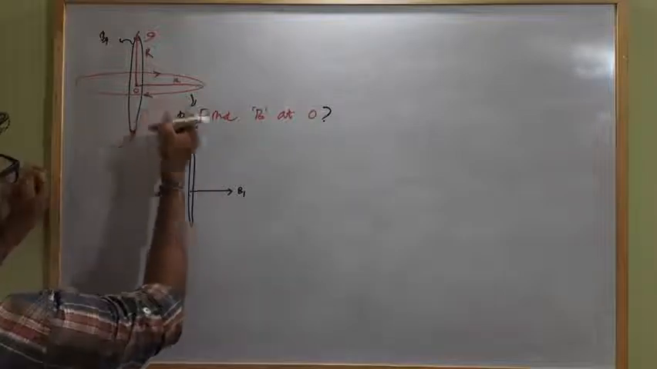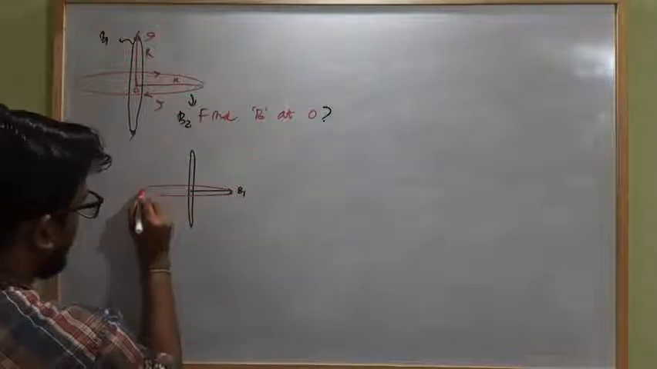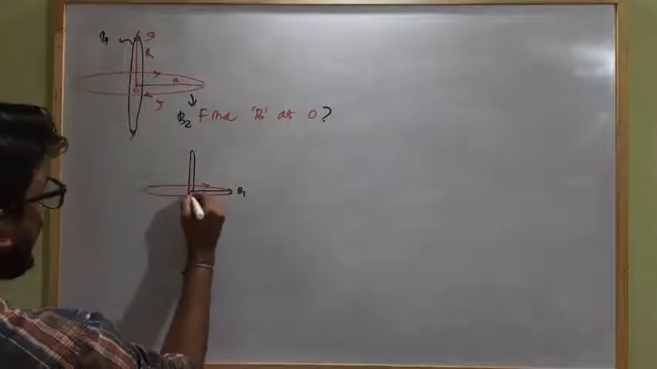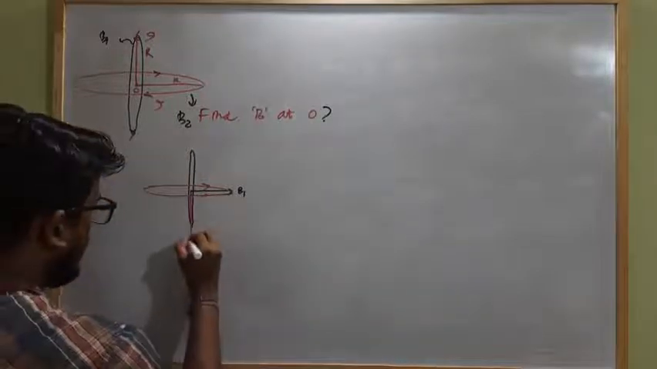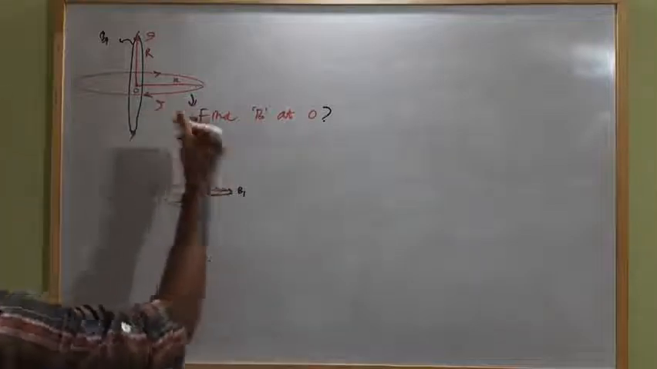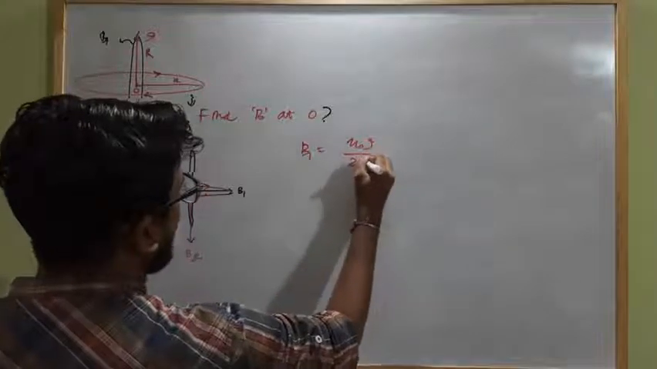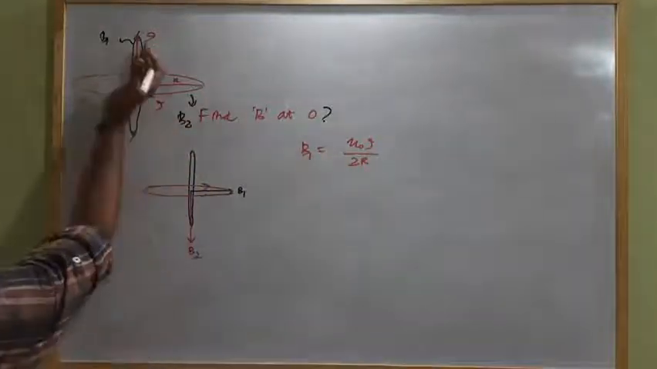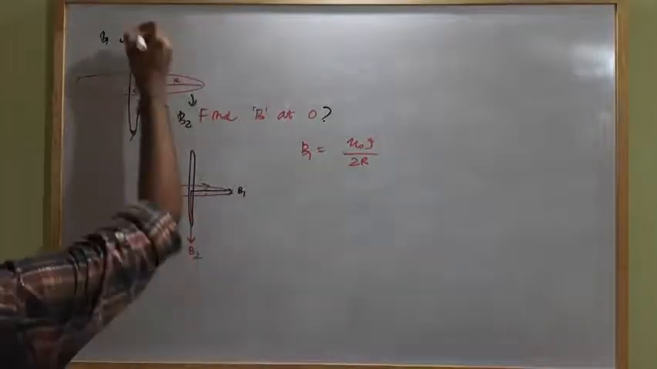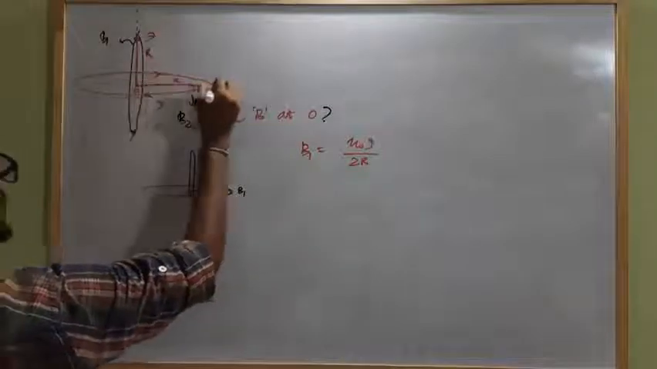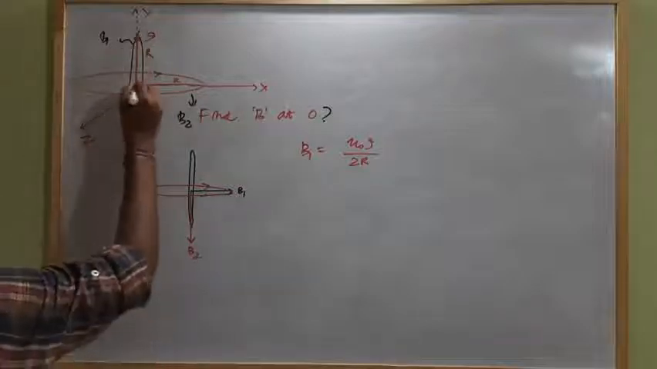So for B2 the coil is like this, and the current flowing like this. So at this point, as the current flows like this, the field will be along this direction. So here B2 will be along this direction. Again, what is the value of B1 at the center of a ring? Mu naught I by 2R, and the direction for this will be towards the right. If this is the axis, just imagine coordinate axes, x axis, y axis and z axis. So this is the origin O.